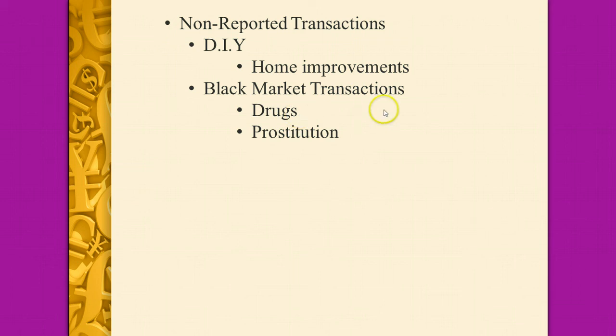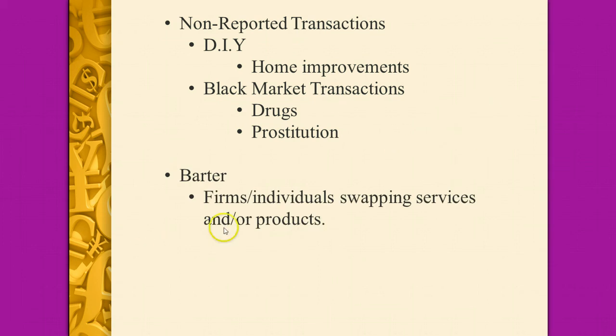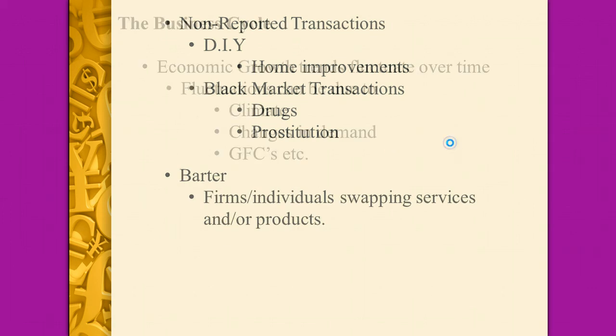We also have other non-reported things, like the barter system, which has become quite prevalent in Cyprus because of their recent problems. But anything to do with barter is not included in GDP, yet it still could be final goods and services. Also, a number of businesses trade on cash. If they don't report all their cash, well then we can't have a true value of GDP. So there are issues with GDP. Barter system, as I said before, swapping services and or products.